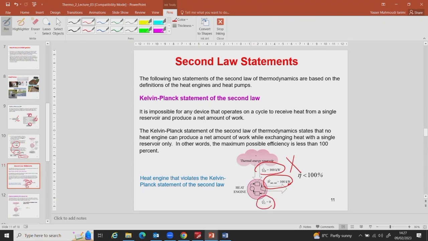But if this was the case, if all the Q were converted to W, it means that my efficiency would be 100%, right? But this never happens in reality. You always have heat loss. So Q dot L being zero never happens. That's what the Kelvin-Planck statement says.